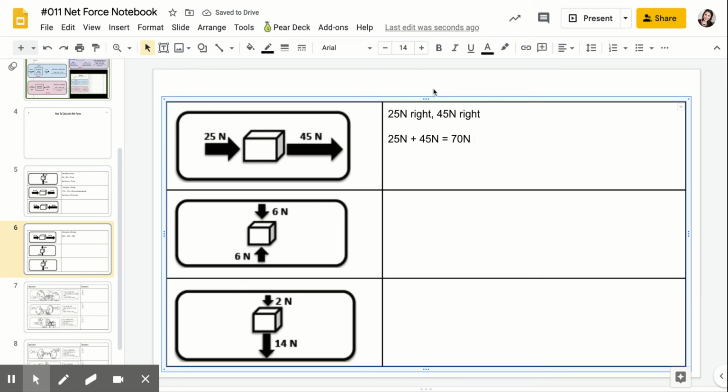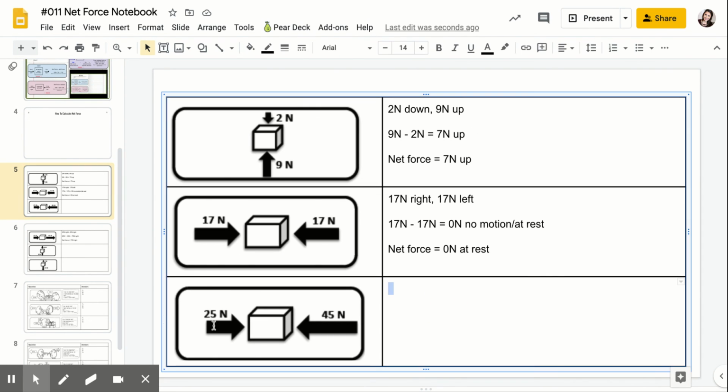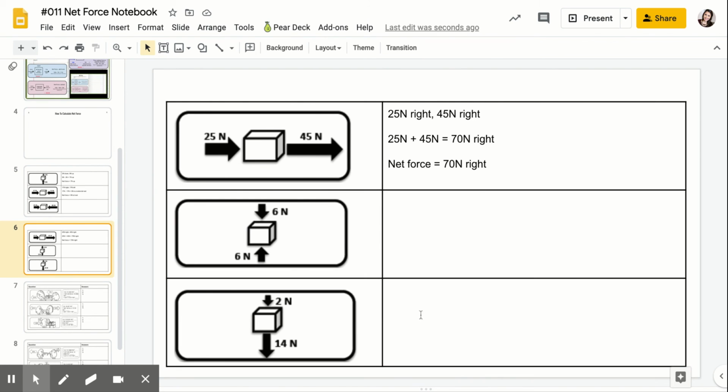And then they're both going the same direction, so this object is going to move to the right. So my net force is equal to 70 newtons right. So you're going to go ahead and go back and complete this one and the next two.